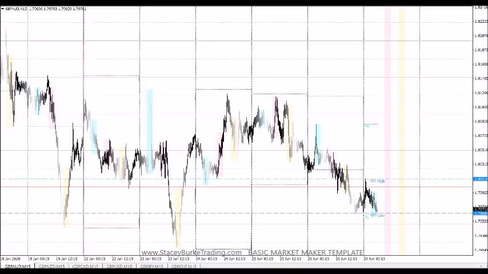Good day, traders. Stacey Burke, continuing our discussion on the basic market maker template. Just looking at the pound Aussie from last week. We have the pink line, our divider between Friday and Monday. Monday opens up inside of Friday's range, and we have a low taken out on Tuesday. And Monday's high remains the upper boundary.